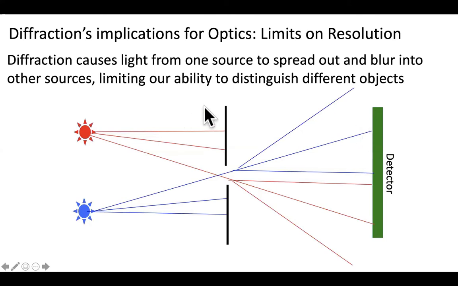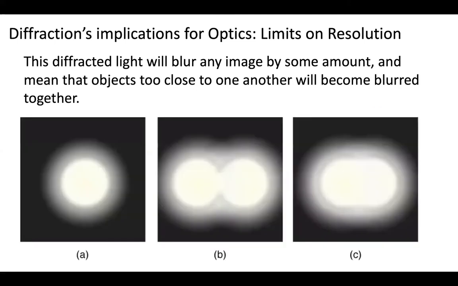objects. So in this case, we just have two light sources. If those light sources are far apart, like they are here, you can still tell them apart because most of the light from the red source ends up down here, most of the light from the blue source ends up here. But if they're closer together, these two beams begin to overlap, and that causes problems. And this is what you actually see. If you ever look through any optical instrument, you will never get a perfectly clear image. It will always be slightly fuzzy due to the diffractive spreading of light.